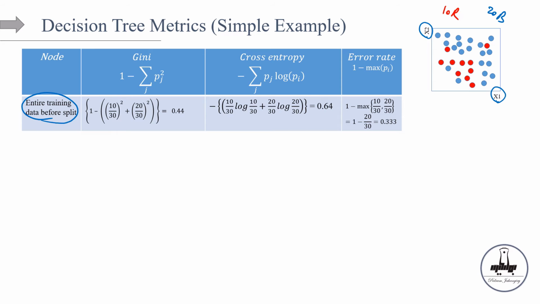Okay, so let's look at this one. This is the entire training set before any split. Let's calculate the error rate, the cross entropy, and Gini. Let's start by calculating some probabilities first.